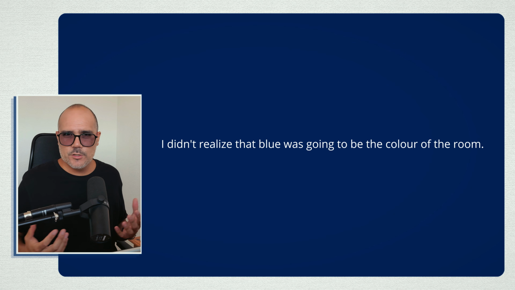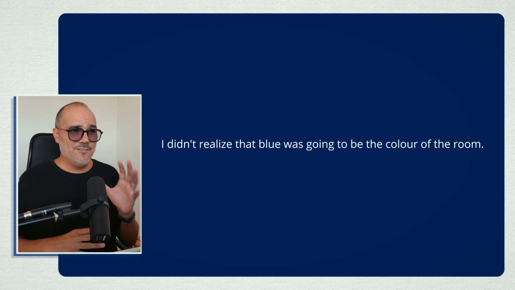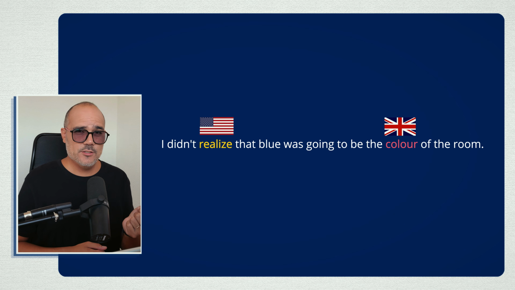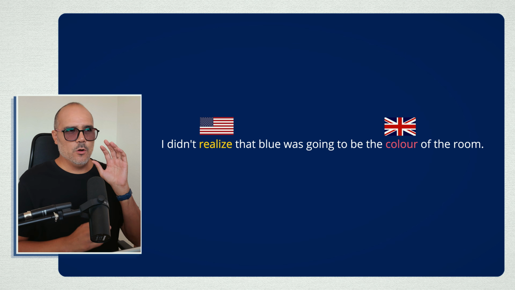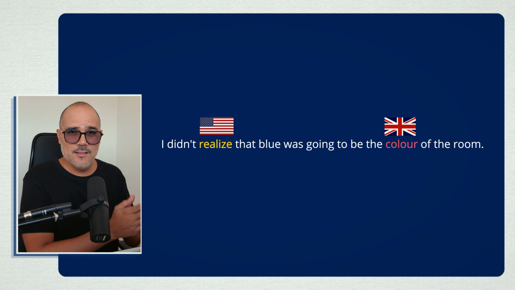When you say it, of course, there's no difference, it's the same. But when you write it, as you can see, we have two different spellings. We have realize with the American spelling, and we have color with the British spelling. This is what examiners are concerned about. So if you do this, like we have in this sentence, they are going to penalize you. So make sure if you choose American, you really go American. And if you choose British, you really go British.